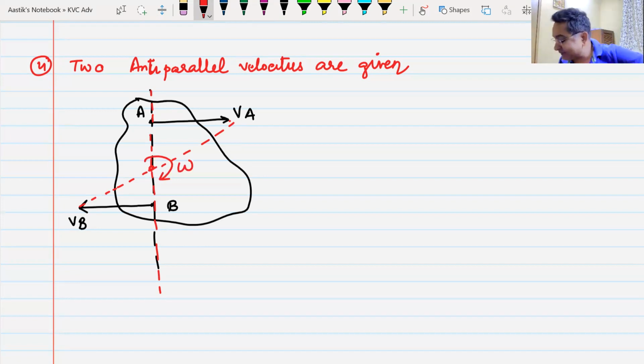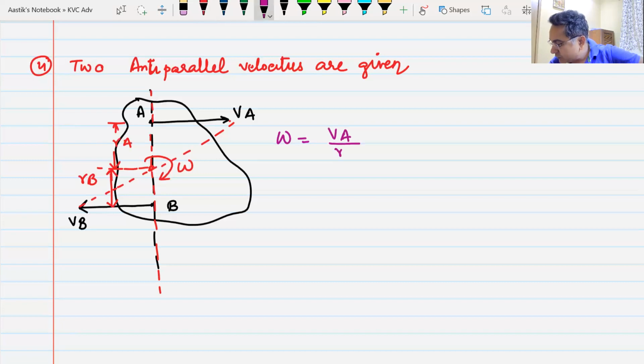Do we understand this? See, it is very simple. No one understands rotation, but if you understand rotation, it is very simple. This is RB and this is RA. And you can simply write omega as VA divided by RA, magnitude wise, that will be equal to VB divided by RB, magnitude wise. Anyone understand this? Yes or no?